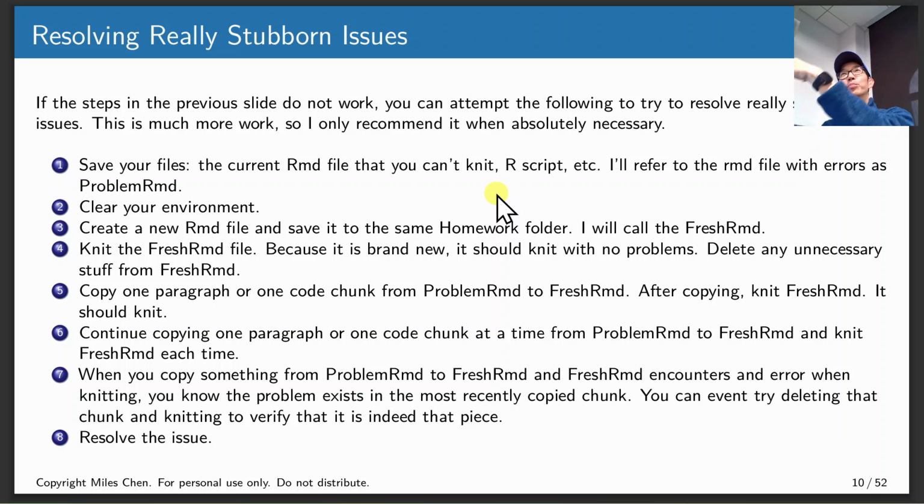And so that means the problem exists in whatever chunk you just most recently copied, okay? And you can verify by deleting that most recent chunk and then trying knitting again. And if it knits that time, then you know that one chunk, whatever it is, is the problem, okay? And then that should help you isolate exactly where things are going wrong.